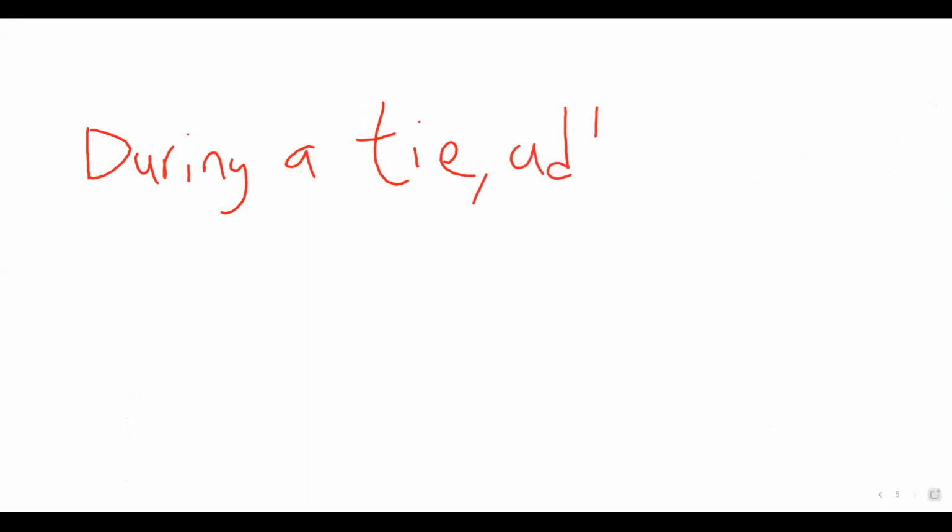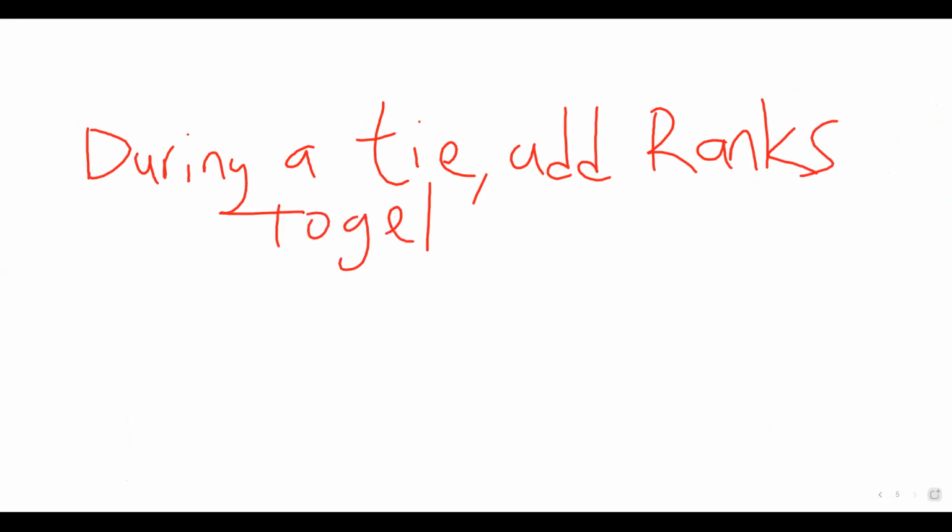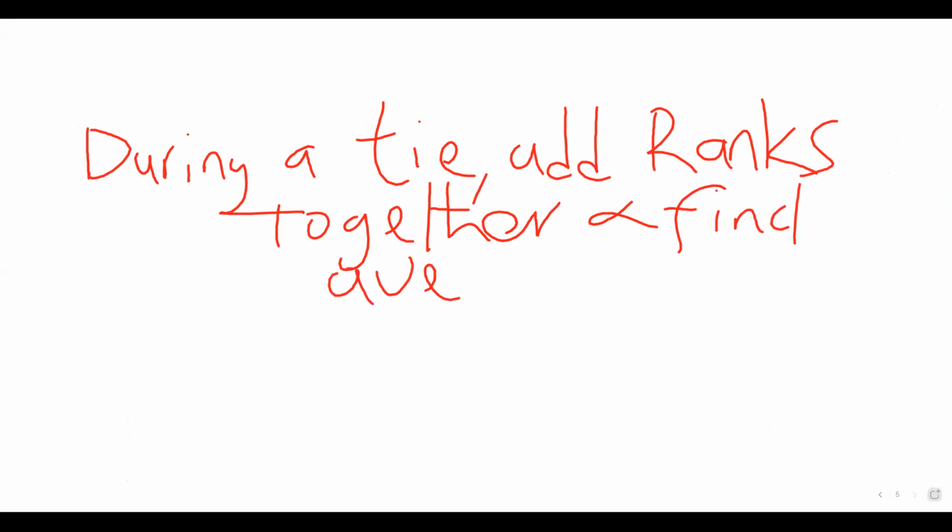During a tie, you don't add the numbers together. Add the ranks, the numerical ranks, together. It is the ranks you are adding together, and find the average, or the mean, of the ranks.